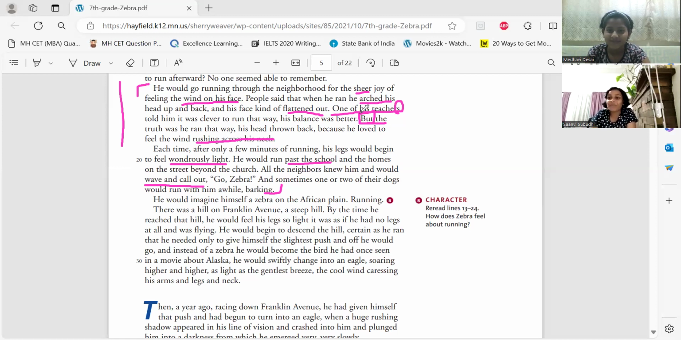They throw their body back, right? Yeah. But he was running like that. He's making a weird face in front of me. Yeah. So the head is thrown back because he loved to feel the wind rushing across his neck.